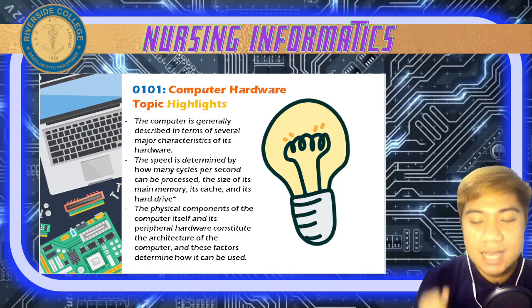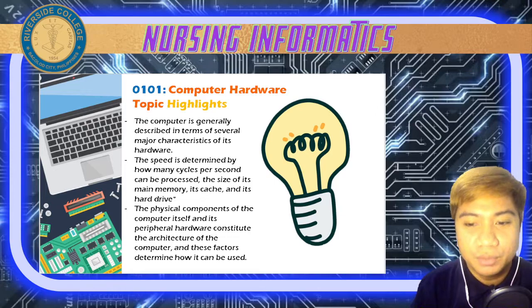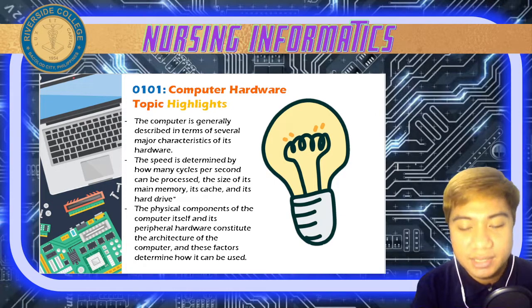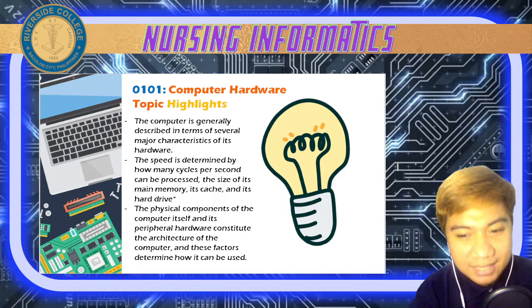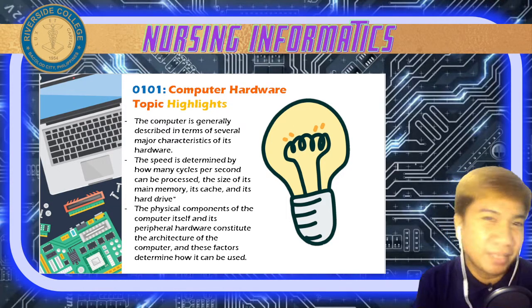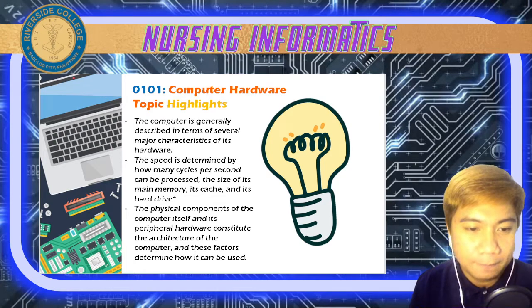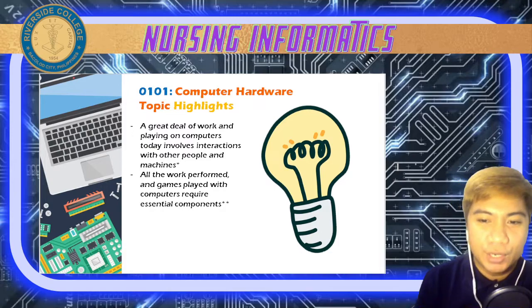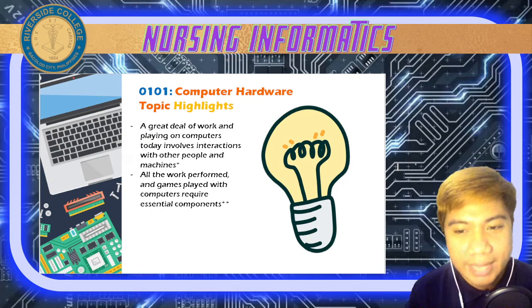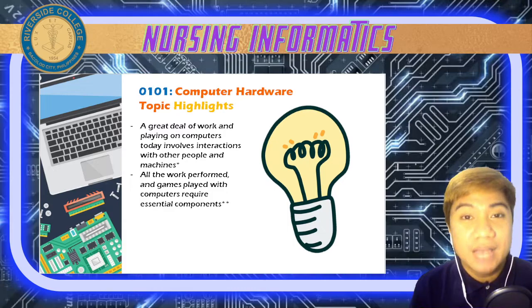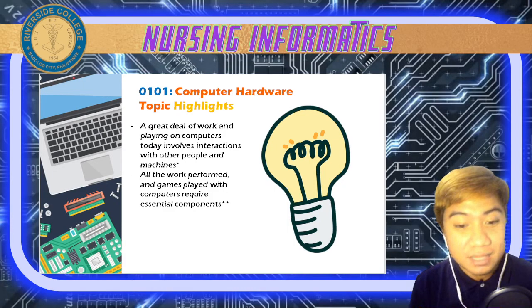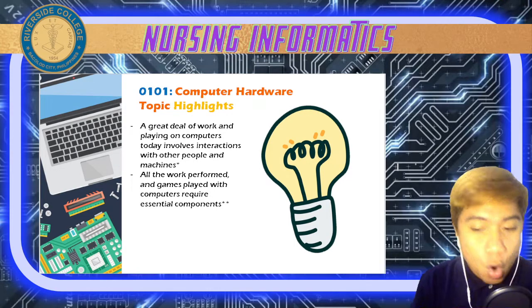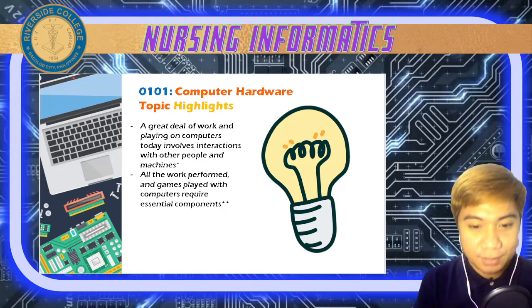Also, class, we discussed that the physical components of your computer itself and its peripheral hardware constitute the architecture of your computer. And these factors determine how it can be used. We've also discussed, class, that a great deal of work and play on computers today involves interaction with other people and machines. Thus, multiple computers must be able to be connected or networked with each other.